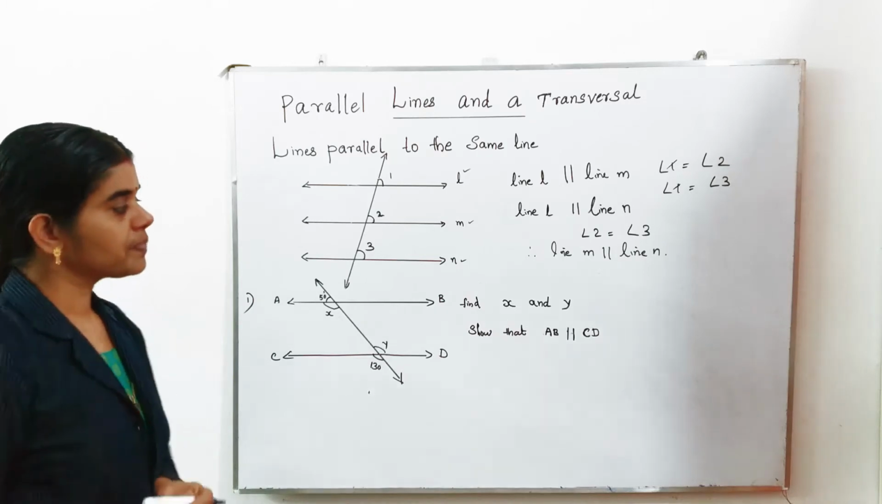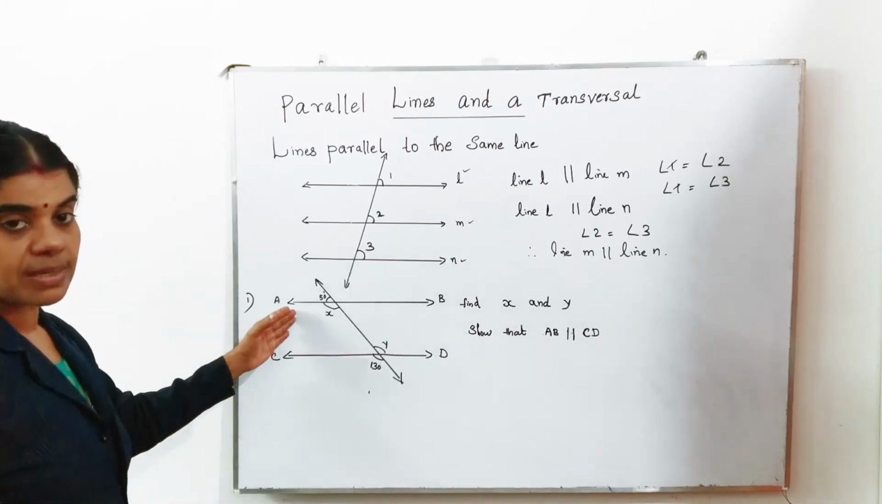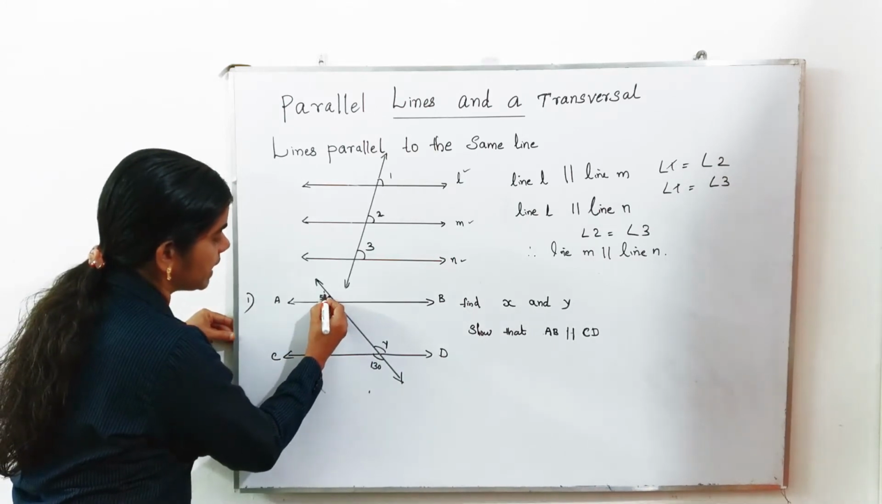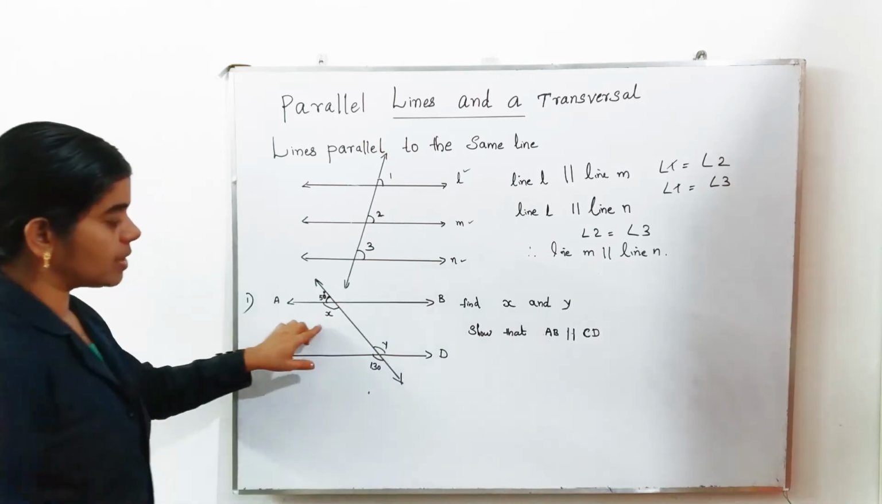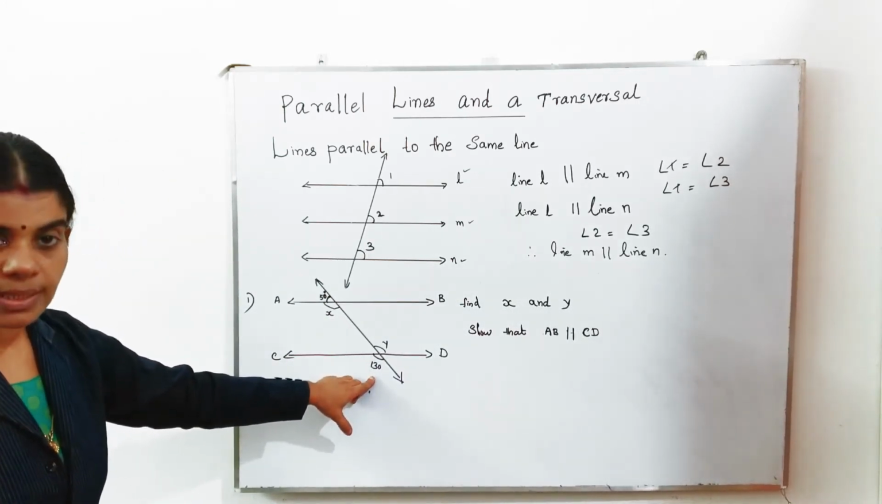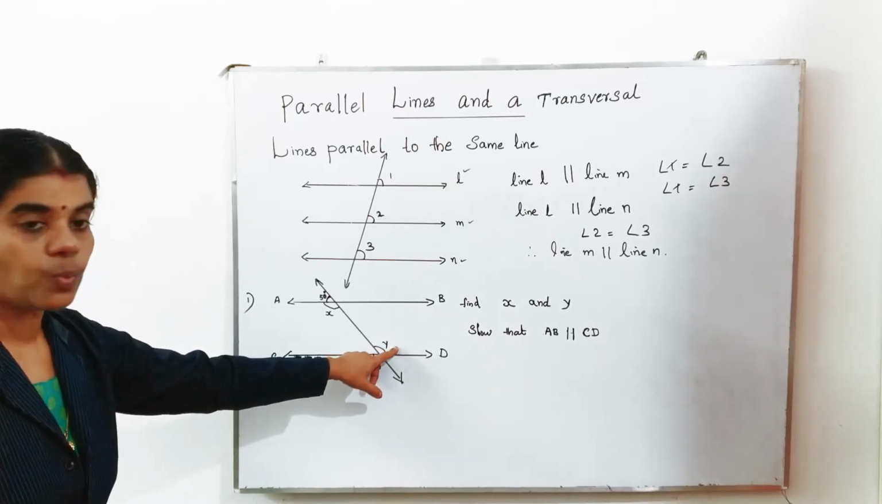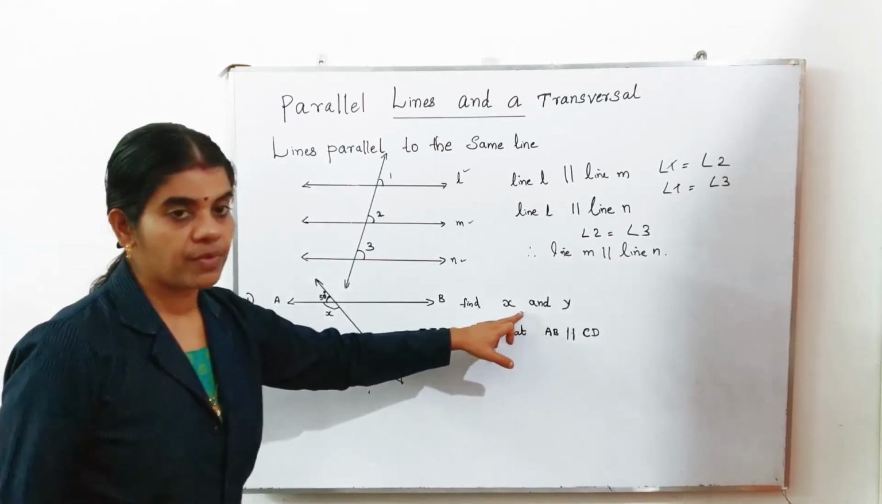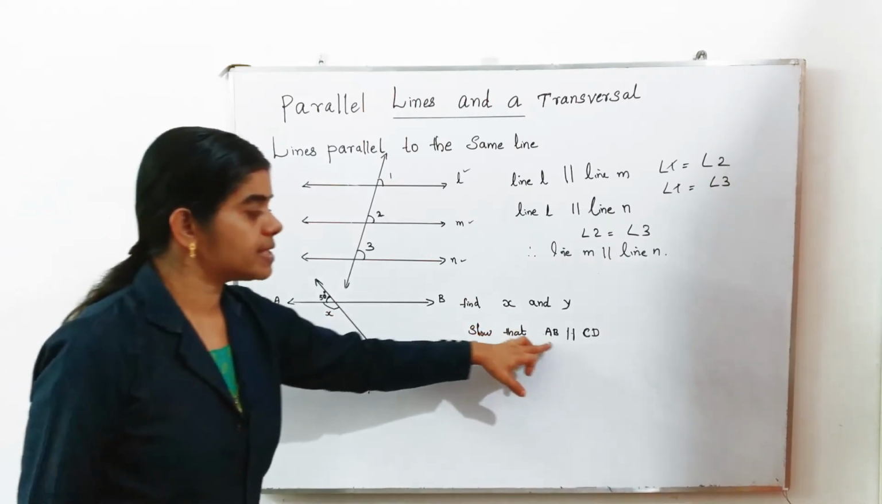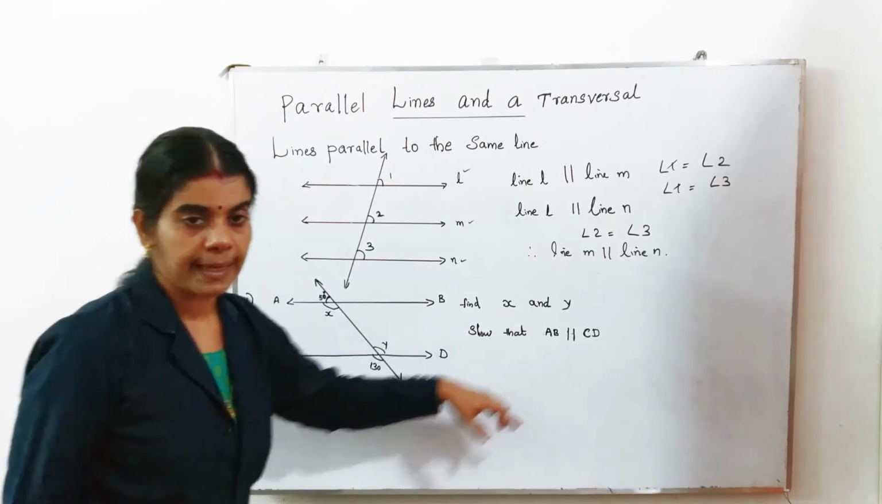Is it clear? Then I am showing one exercise question here. Here this angle is given as 50 degrees, and this angle is not known, that is given as x. Here this angle is given as 130 degrees and this angle is given as y. Find x and y. These unknown values you want to find out. Then show that AB is parallel to CD.